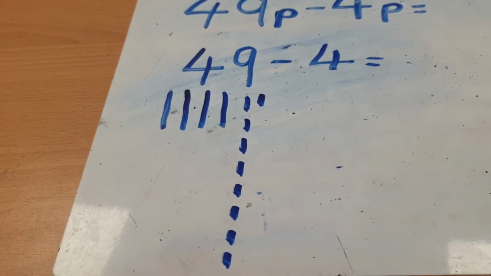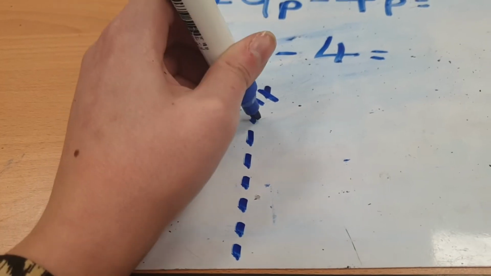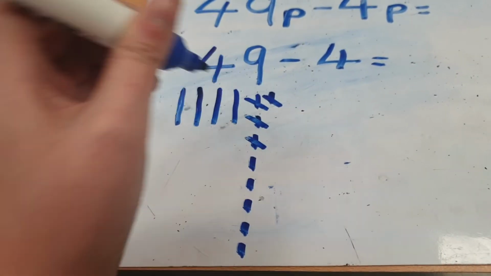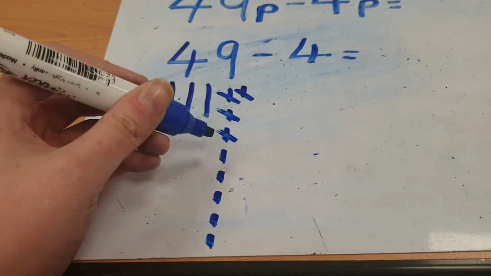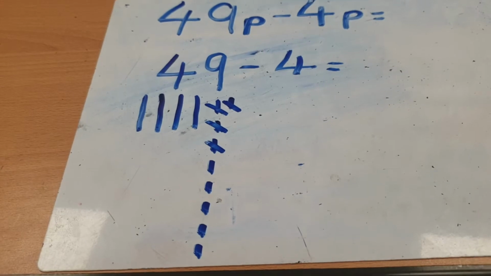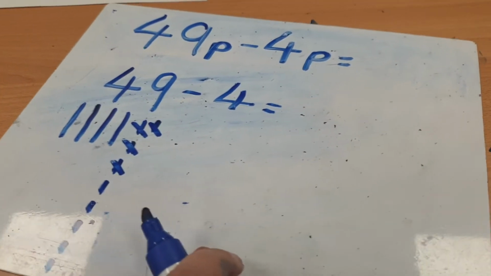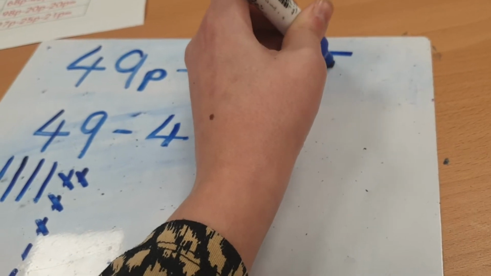Can you help me? Let's go. 1, 2, 3, 4. Should we count up how many I've got left? I've got 1, 2, 3, 4, 5. I have 5 ones left. So I'm going to write my 5 here, but I'm going to leave a gap because I'm definitely going to have some tens today.